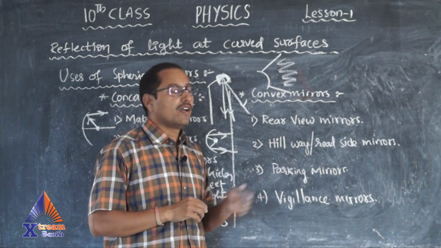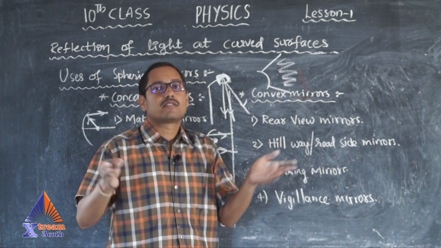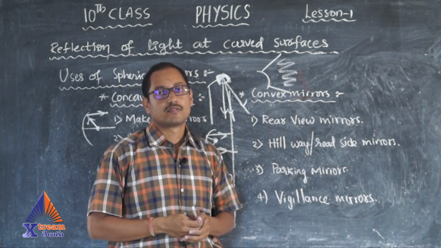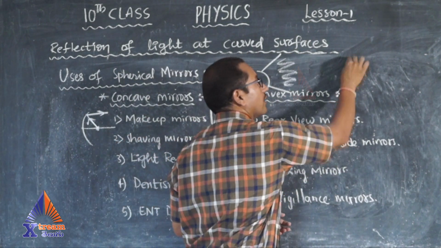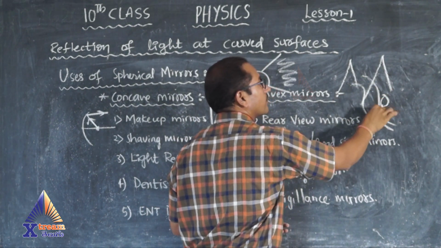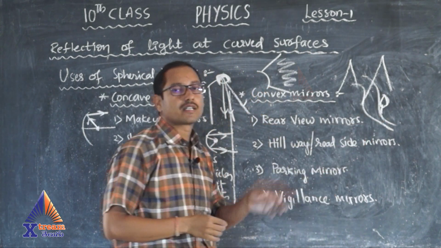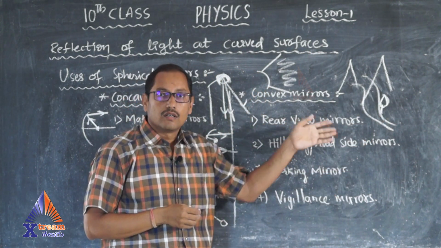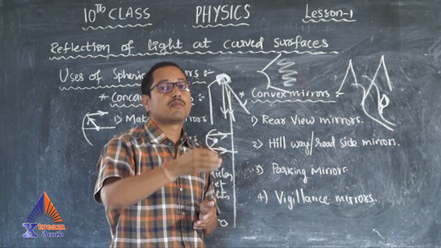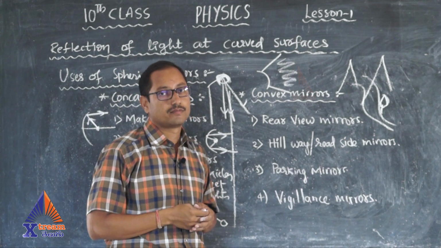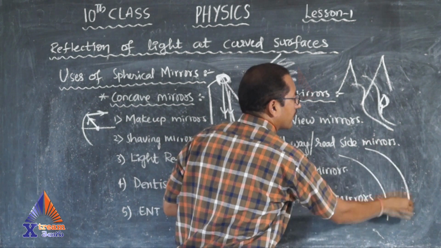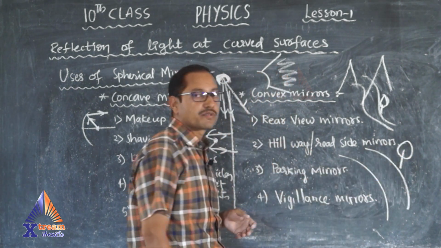Next one is hillway or roadside mirrors. You might see big spherical mirrors kept on roadsides or hillways. If hills are there and roads are there, then you can have those big spherical mirrors kept on the side of the road so as to see what is coming from the other side. In curvy roads also these mirrors are used.